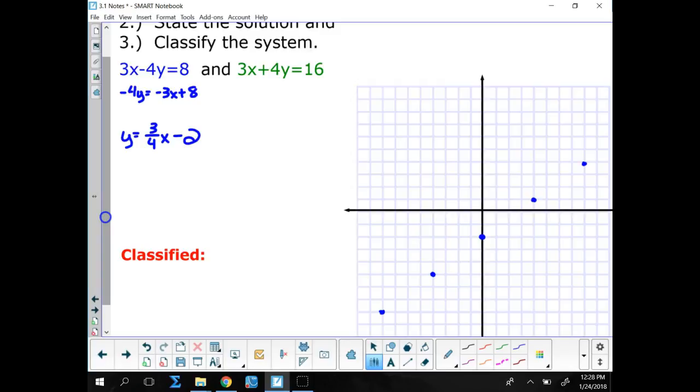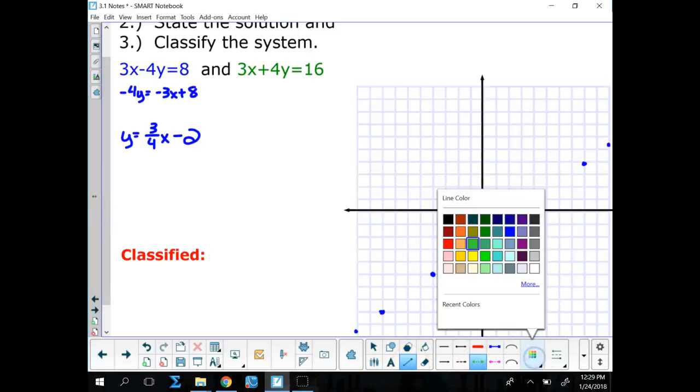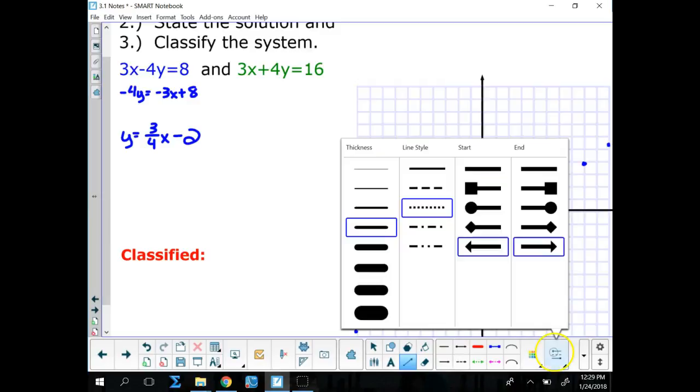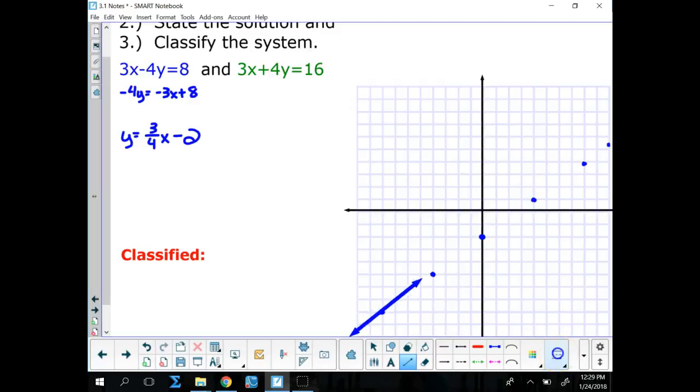Now, follow-up question to my question before: should I go all the way across my graph? Why? Because I have zero clue where it's going to intersect. So I should, for sure, go all the way across my graph with my line.